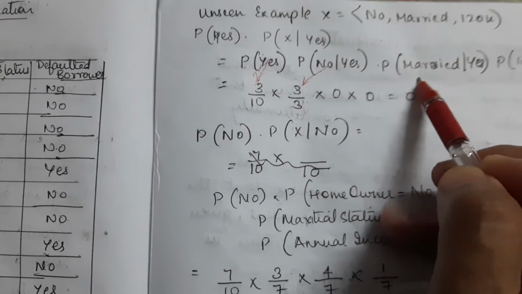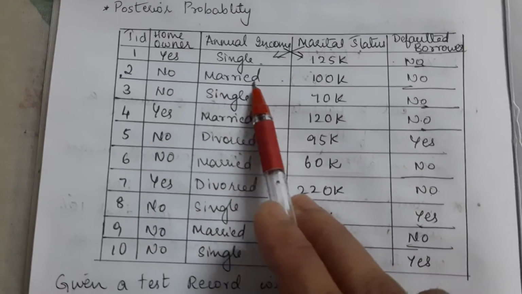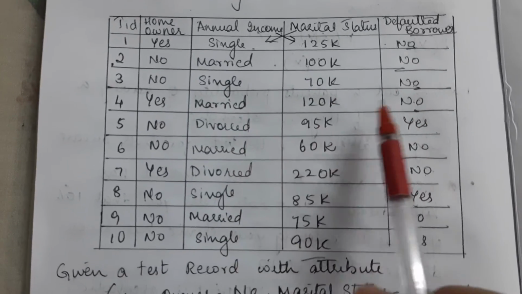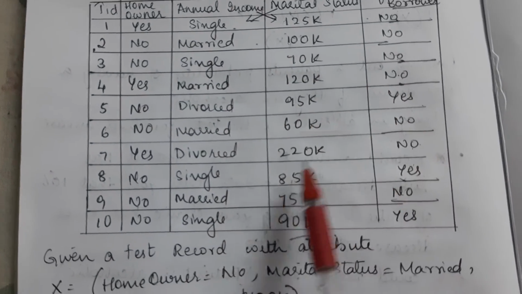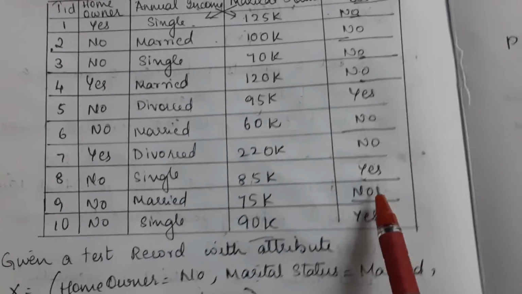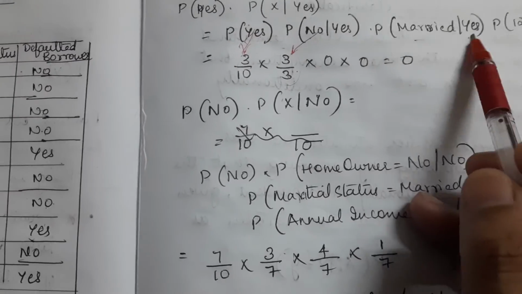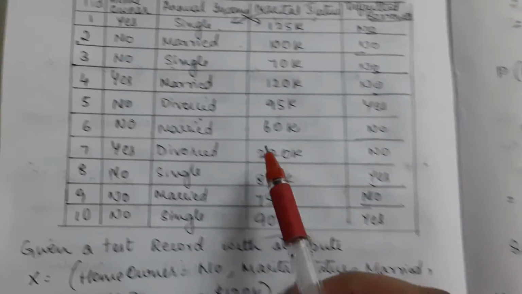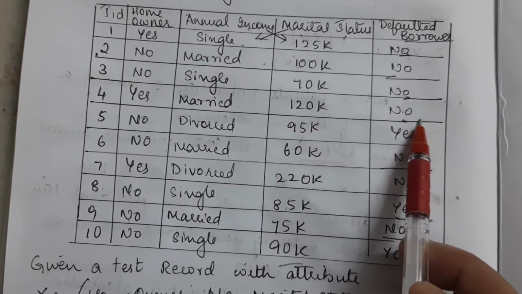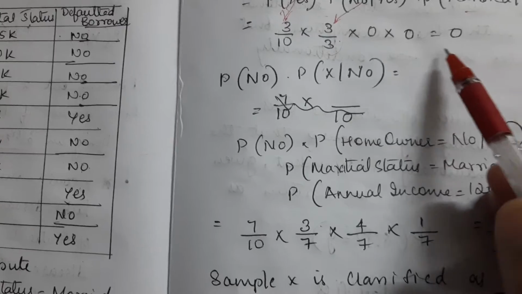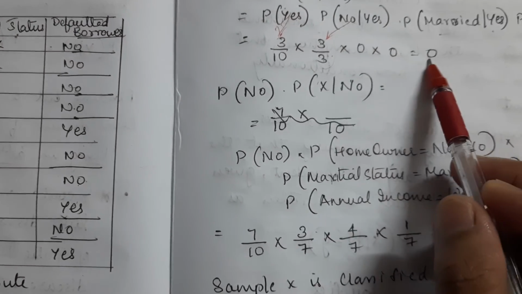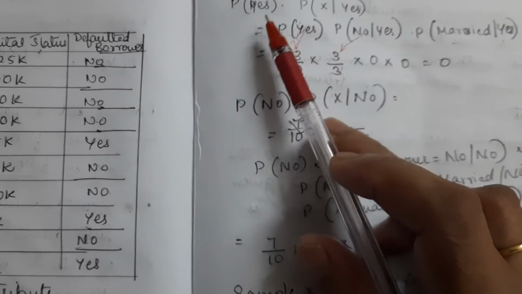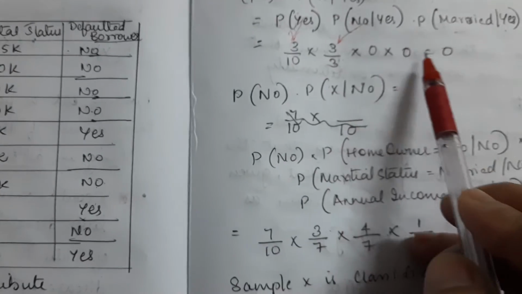Then next is whether he is married and it is yes. Do I have married and yes? Married and no is there. Married and no is there. Married and no is there. So it is 0. So for married and yes it is 0. Next one, 120 and yes. See here, where is 120? 120 and it is no. So we get a 0 over there also. So the whole thing will become 0. So the probability of whether he will default on a loan is 0.